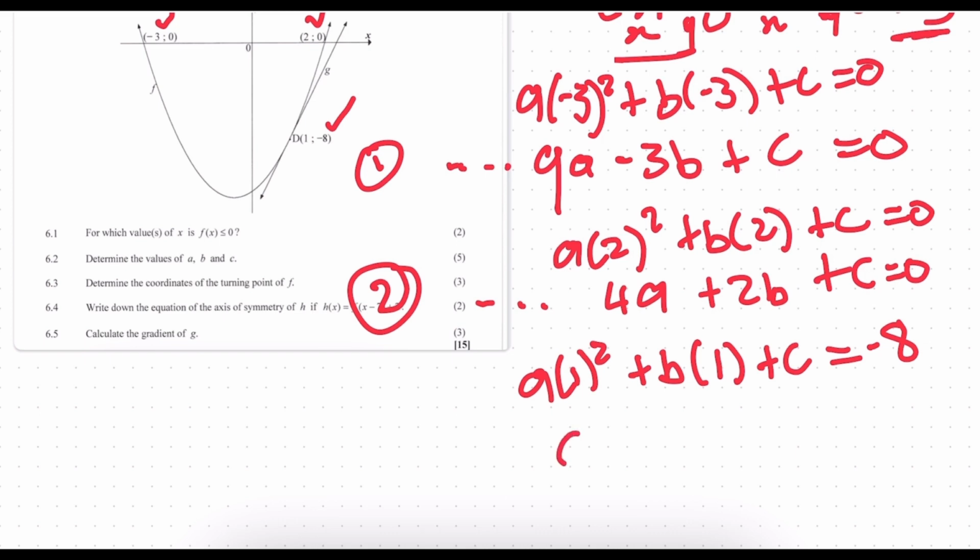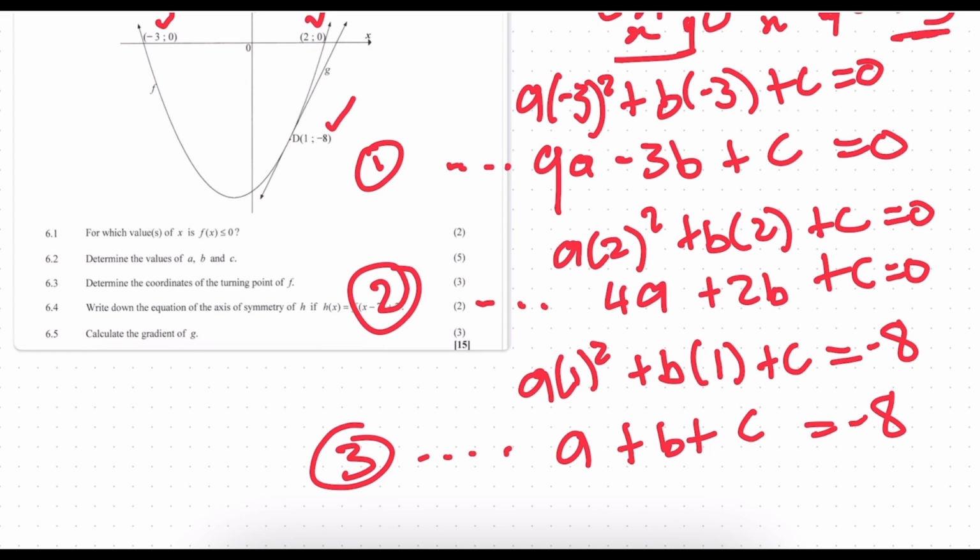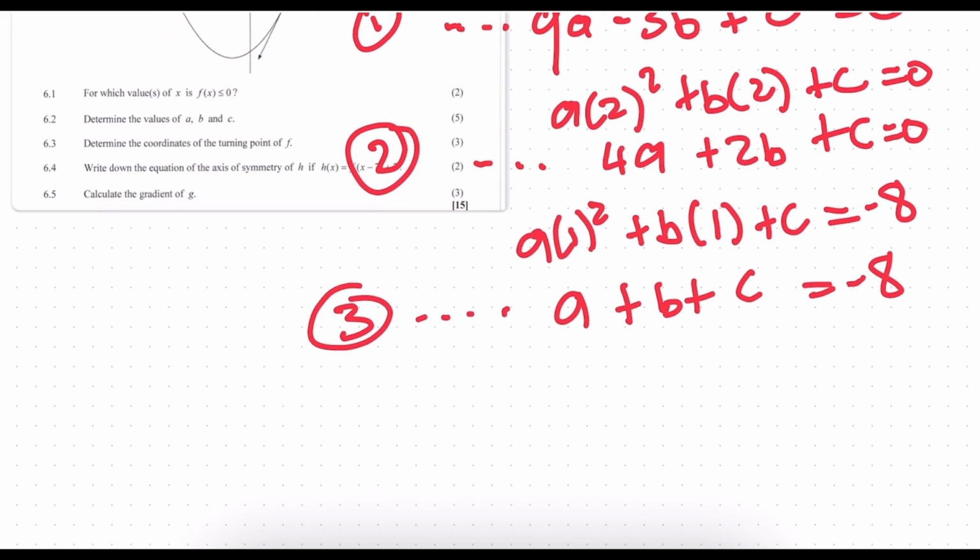That means you'll have your A plus B plus C equals minus 8. Okay, let's say this is your equation 3. I'm just thinking in my mind, let's convert equation 3 into equation 4, so we eliminate C in all our equations. Let's convert equation 3 into equation 4.